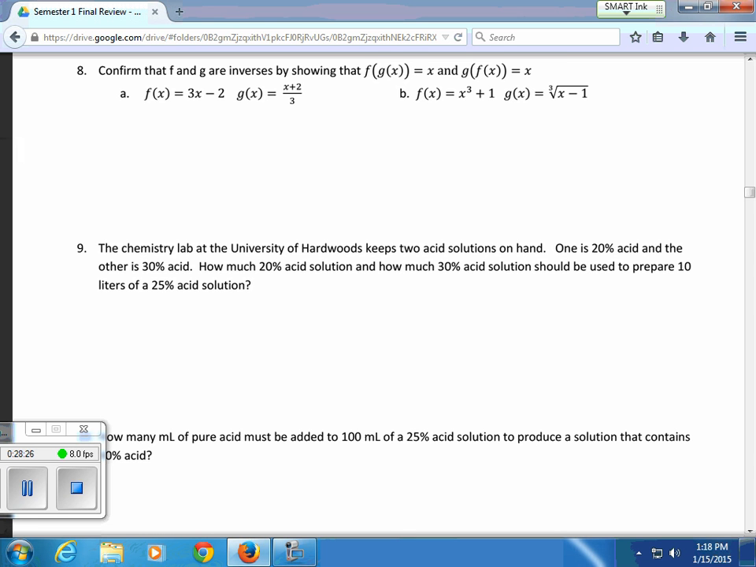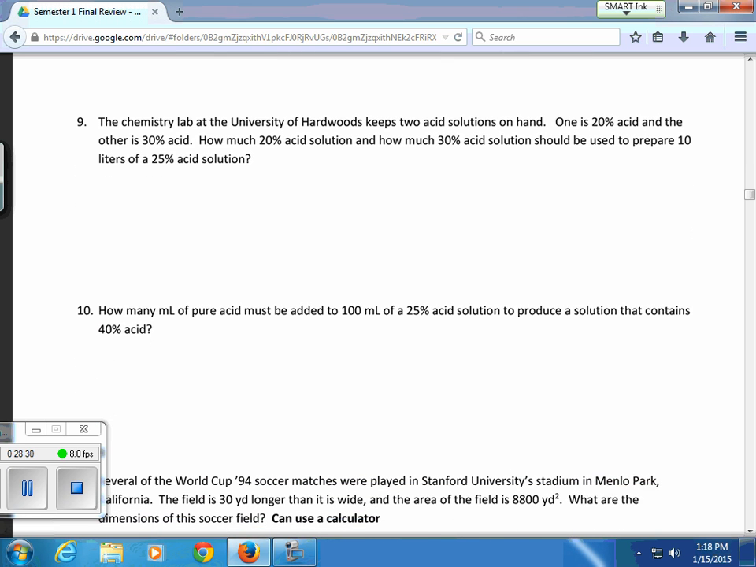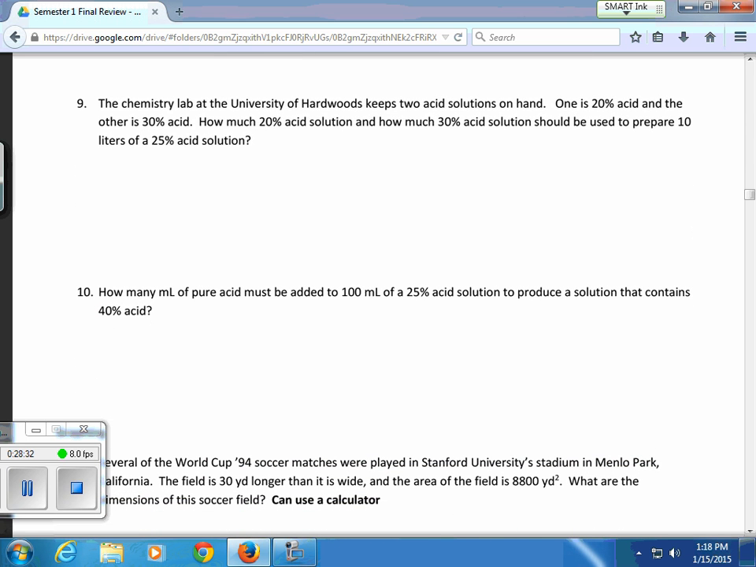You get these how much acid to add. We just did those pretty recently. Okay, you got that formula. Amount 1 times percent 1 plus amount 2 times percent 2 equals the total amount and the total percent. Yes?